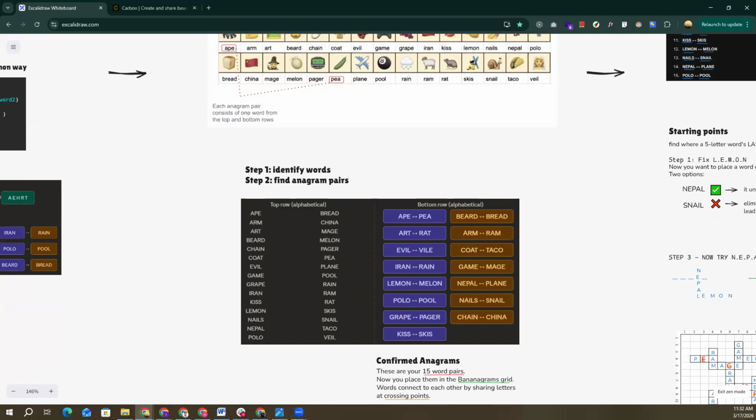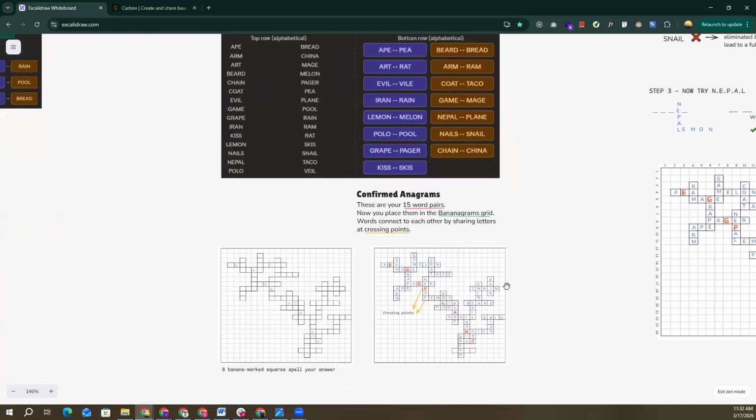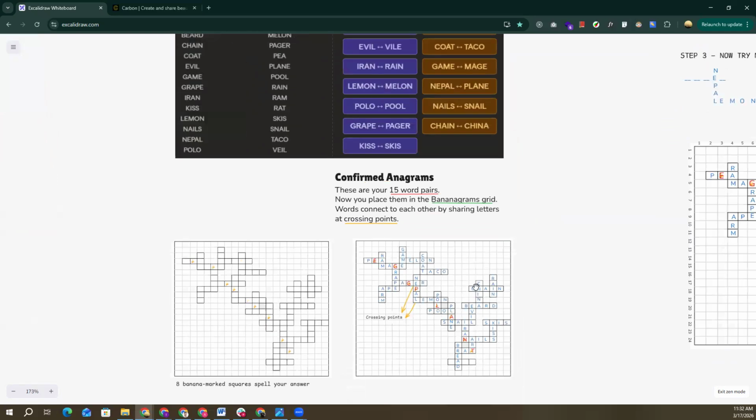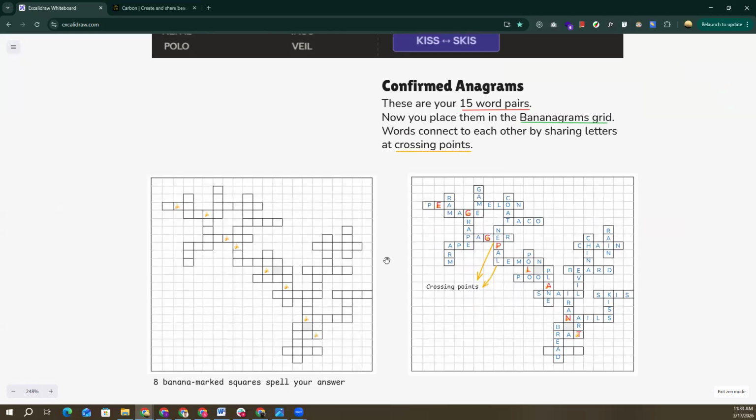So now that you have 15 word pairs, you need to place all of them into a crossword-style grid, like Bananagrams, the game. Words connect to each other by sharing letters at crossing points. These are the crossing points. The grid has 8 banana symbols at specific positions. Those 8 bananas mark specific squares. At the end, you read only those banana-marked squares, and those letters will spell your answer. So the question is, how do you figure out where each word goes?